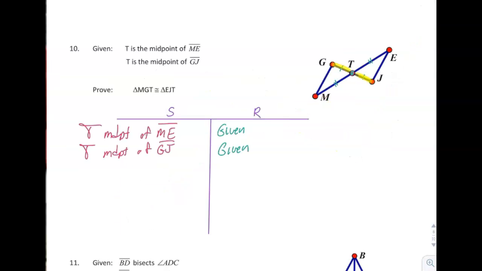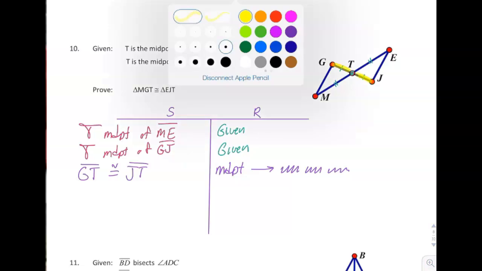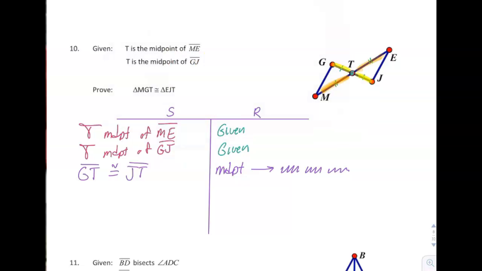GT and JT. GT is congruent to JT because a midpoint leads to two congruent segments. But also, this way, since it was a midpoint in both directions, then MT is congruent to ET for the exact same reason. A midpoint leads to two congruent segments.